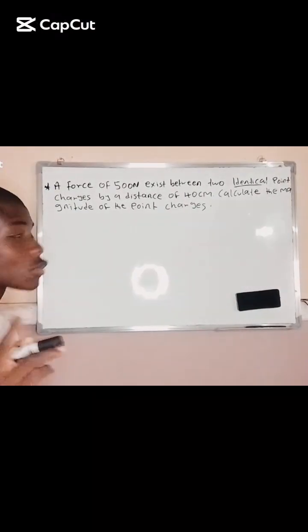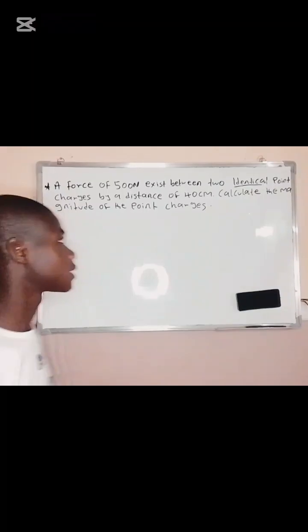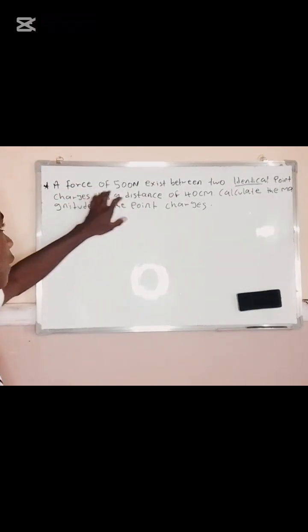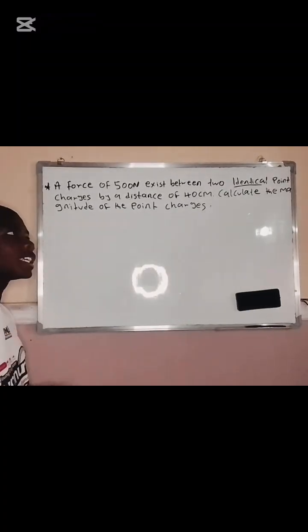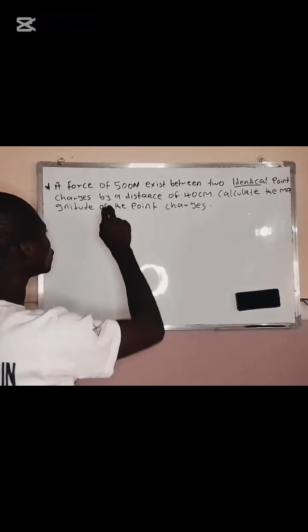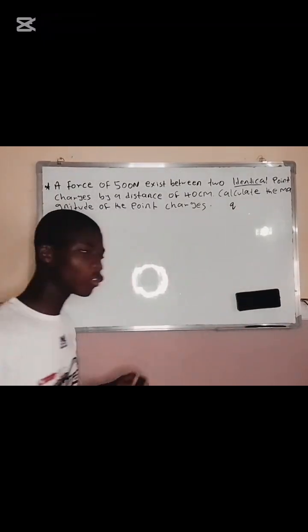Why do students find it so difficult to calculate the magnitude of the point charges? The question says, a force of 500 Newton exists between two identical point charges separated by a distance of 40 centimeters. Calculate the magnitude of the point charge. It means that we are going to find the value of what charge?